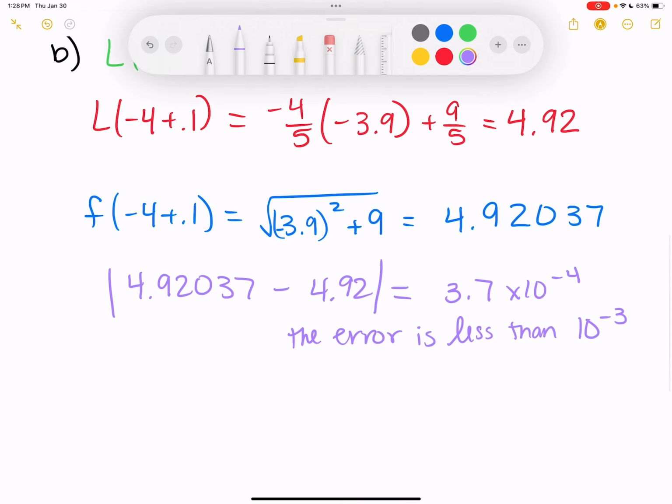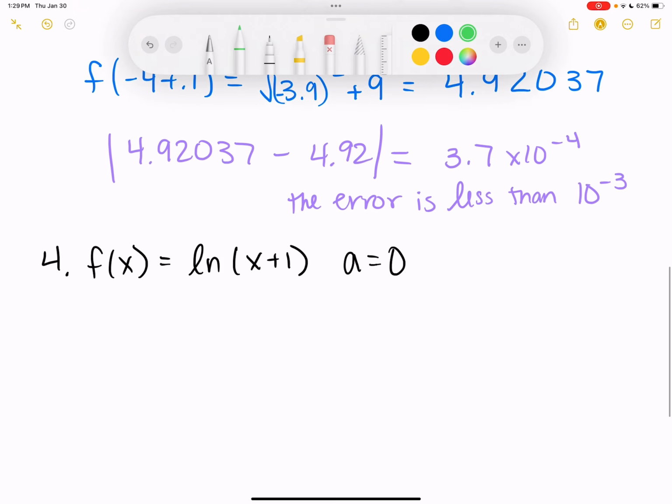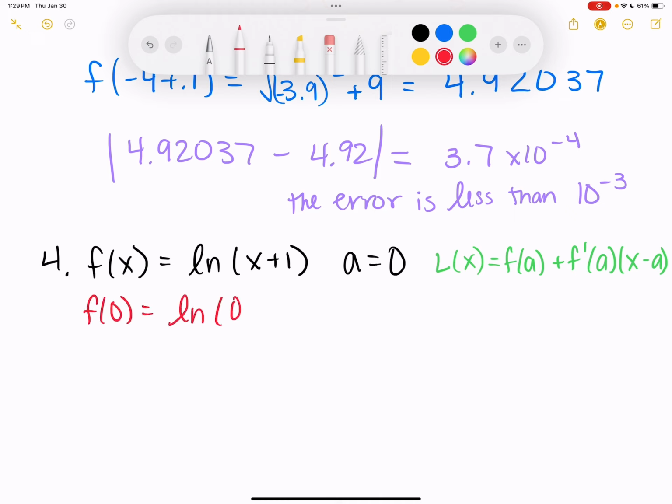Ooh, a fun one. Number 4, f of x equals the ln of x plus 1, and a is 0. And while we're getting used to it, I think there's some benefit to writing out L of x equals f of a plus f prime of a times x minus a, just until we're super familiar with it. That helps us keep up with what pieces I'm finding. So the first thing we do is f of a. So f of 0 equals the ln of 0 plus 1.